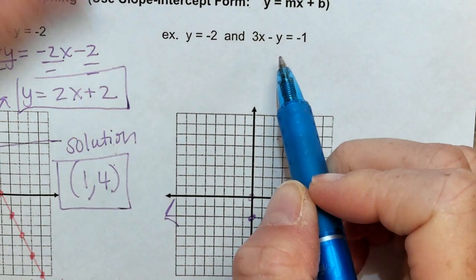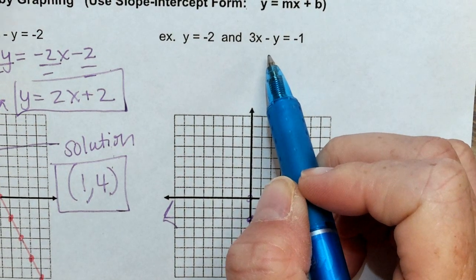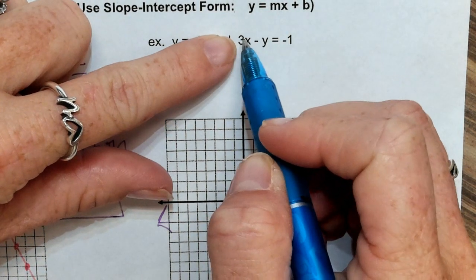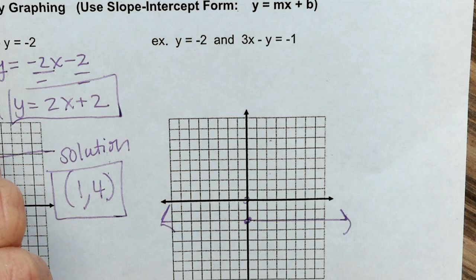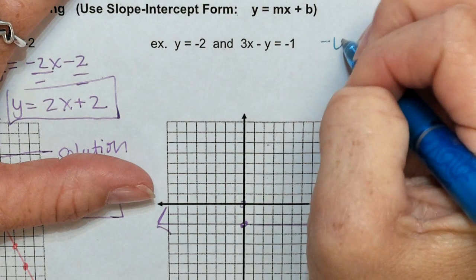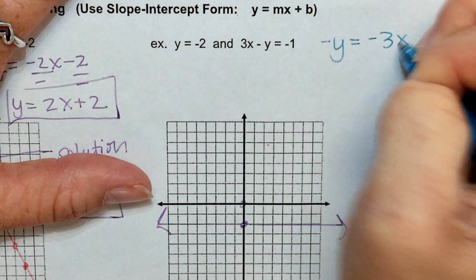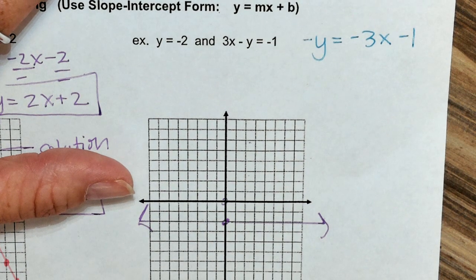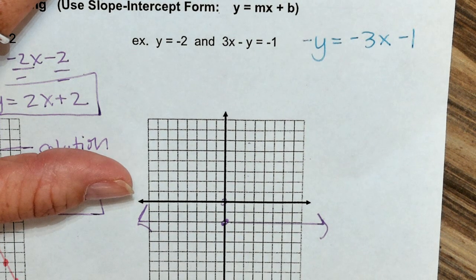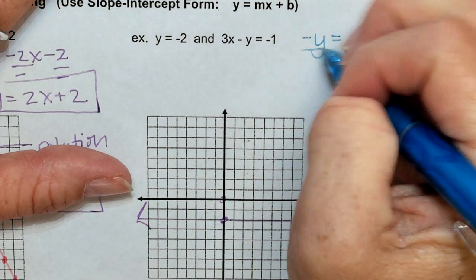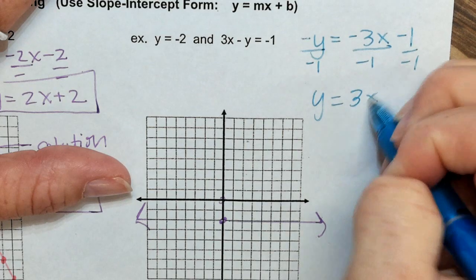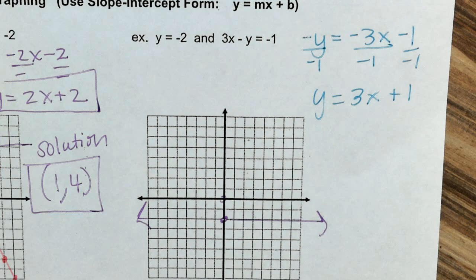Okay, is this one set up for me to graph? What do I need to do to it? Rearrange. How do I get the 3x to the other side? So I have negative y equals negative 3x minus 1. Can I have a negative y? So I divide everything by negative 1. And it just turns everything opposite. So y equals 3x plus 1.